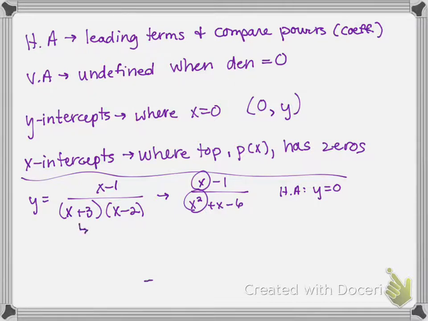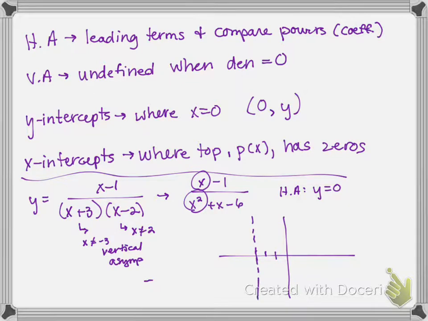The denominator has x that can't be -3 and x that can't be 2. So those are going to be graphically some vertical asymptotes. If we were looking at a graph, just a sketch, then at -3 there'd be an imaginary vertical line, and at +2 there'd be an imaginary vertical line. The y equals 0, I'm going to do in a different color just so you can distinguish.